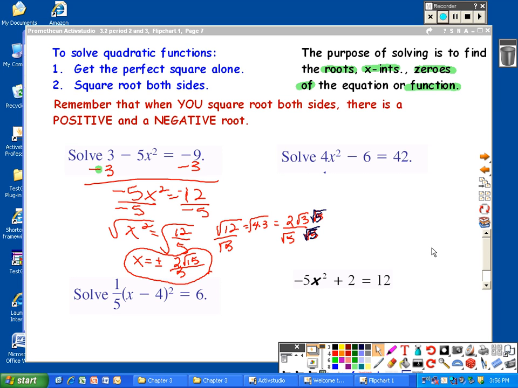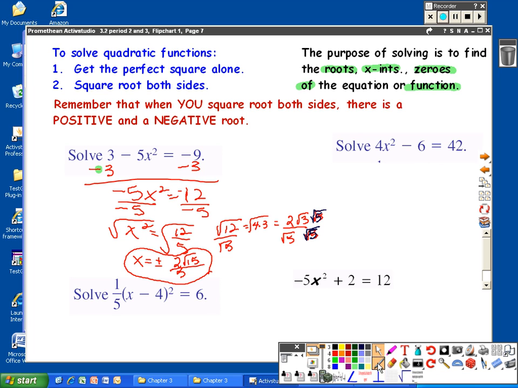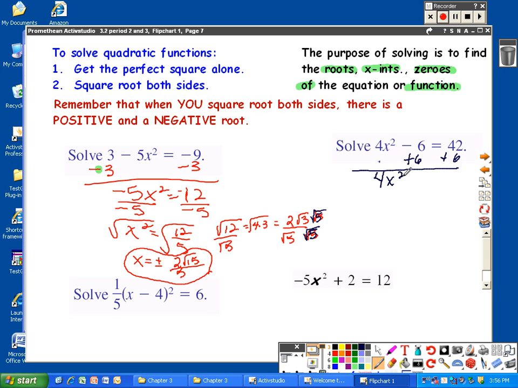We're going to continue on with our lesson from yesterday. In that lesson, we left off by solving, and we want to get the squares alone. So what will we do first in this problem of 4x squared minus 6 equals 42? Add 6. So 4x squared equals 48. Divide by 4. So x squared equals 12.